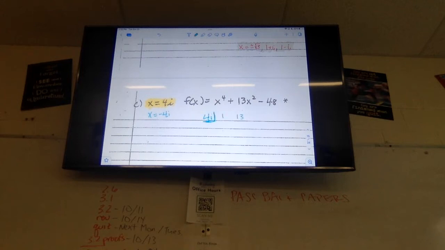1, 13. Oh, I made a mistake, right? We've got to put a 0 in because I've got x to the 4th and then x squared. So I've got to do 1 and then 0 and then 13 and then 0 and then negative 48.